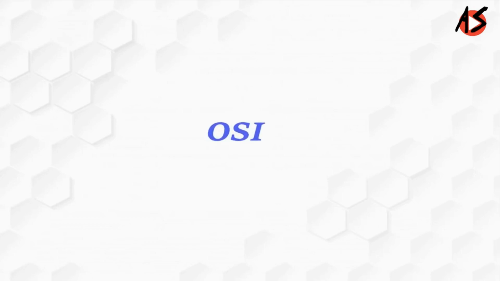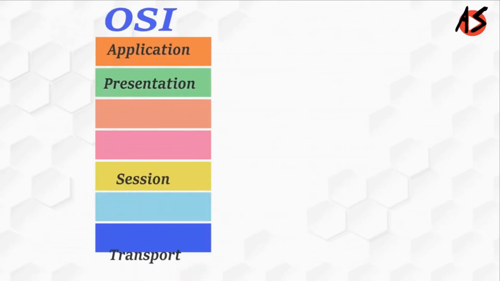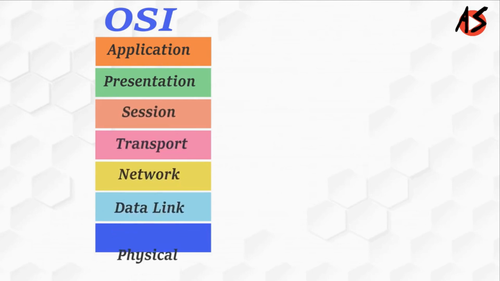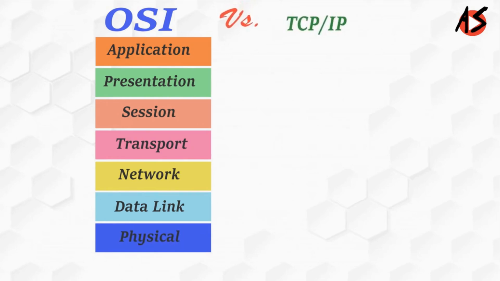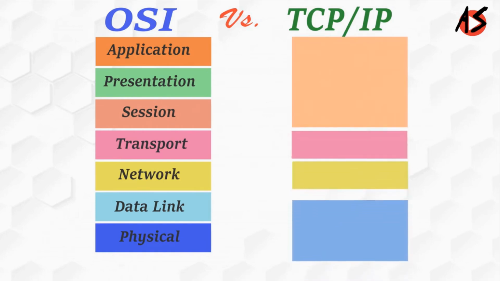In our previous video, we have seen the OSI model containing 7 layers: application, presentation, session, transport, network, data link, and physical. OSI is a theoretical model, while we have the TCP/IP model, which is the practical one and used in the Internet. So instead of 7 layers, TCP/IP consists of 4 layers.